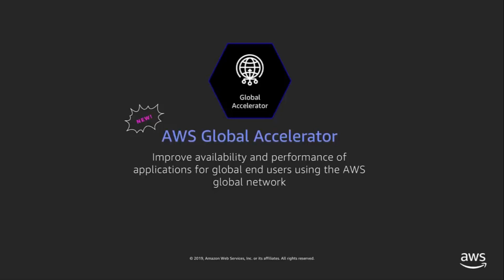So as I mentioned, AWS Global Accelerator is a new service meant to improve the availability and performance of your applications for global end users using the AWS Global Network. You'll benefit from the service if your users are distributed across multiple geographies, and from having your user traffic onboarding and traversing the AWS Global Network for the majority of the time.